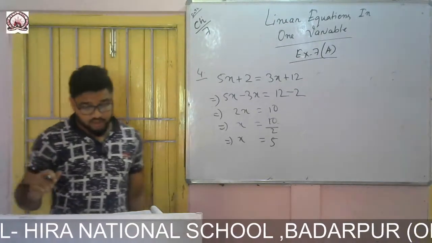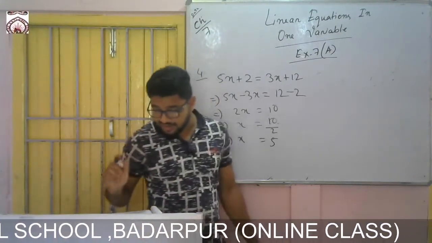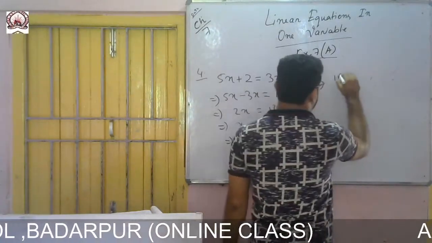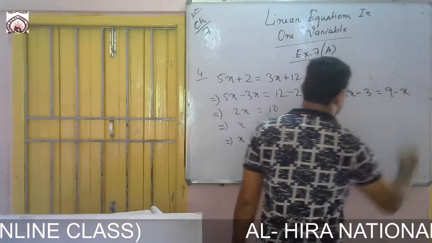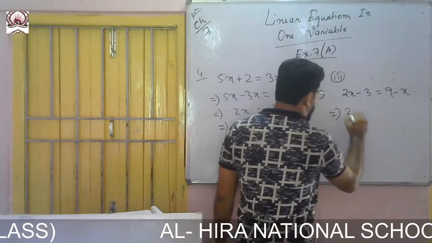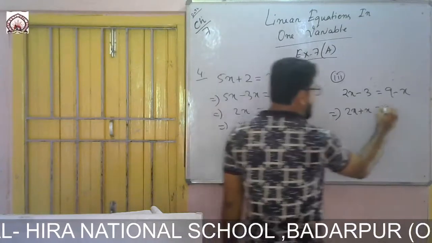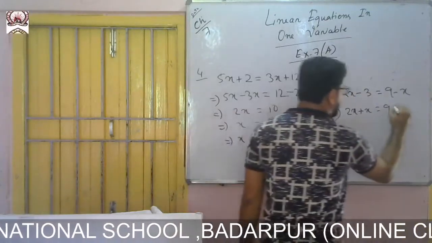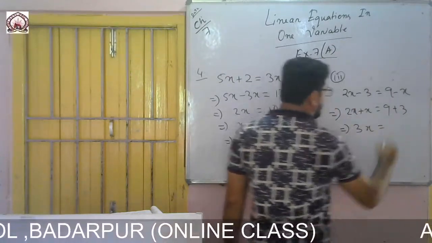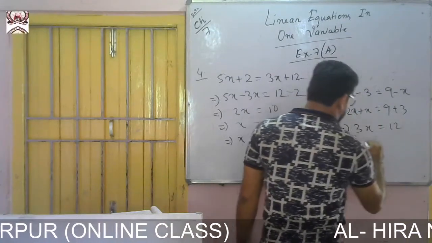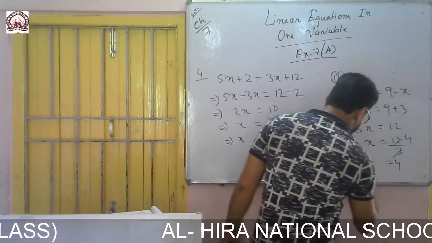Now come to question number 3. Twice x minus 3 equals 9 minus x. Twice x will come here, plus x, since here it is minus x, it will come here as plus x. Then this minus 3 will go on the right side as plus 3. So here thrice x equals 9 plus 3, 12. So x equals 12 by 3. 3 fours are 12. Answer is 4. X equals 4.